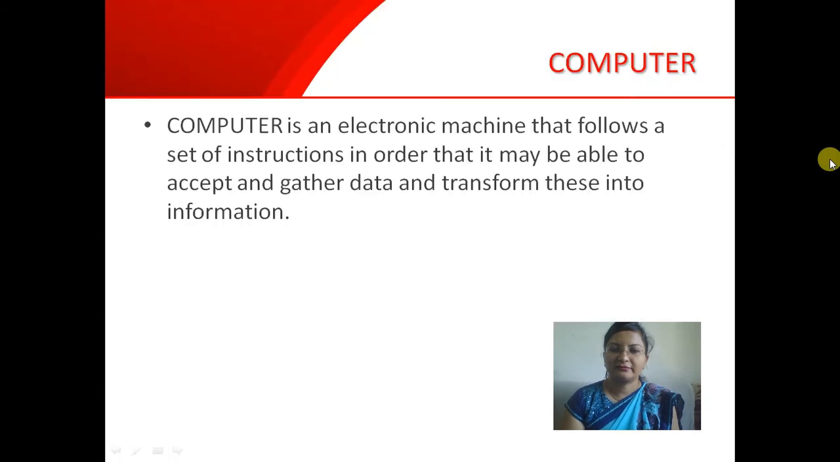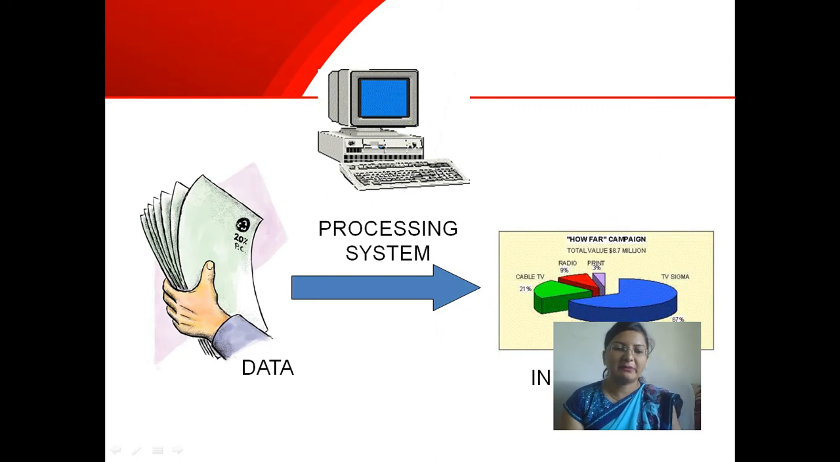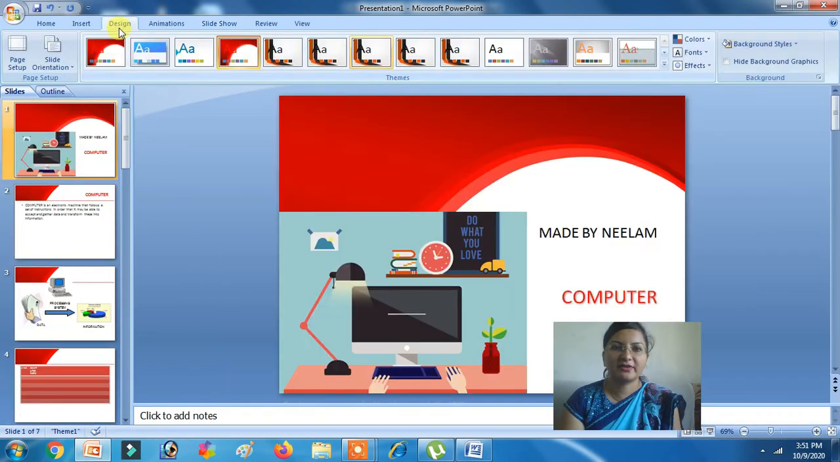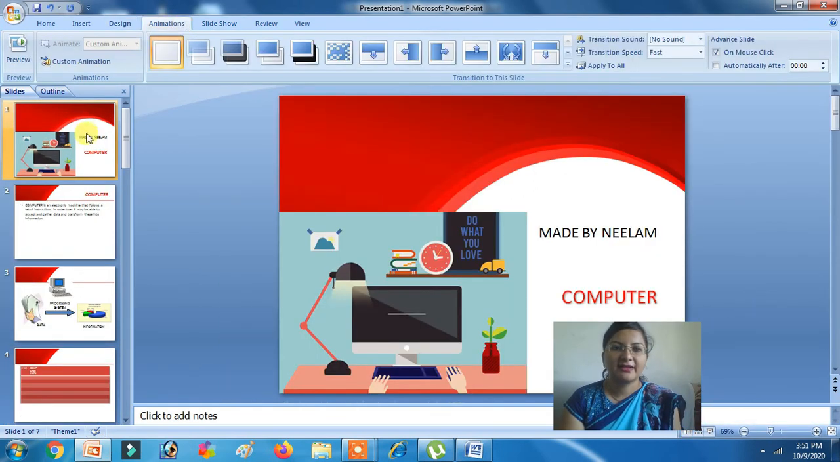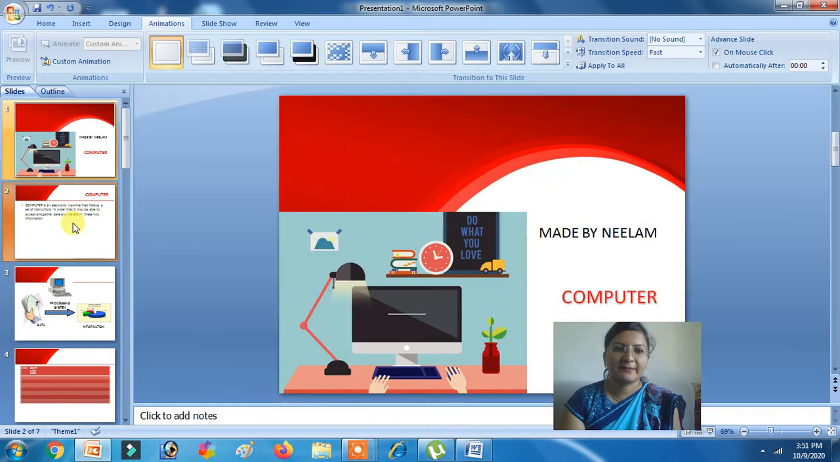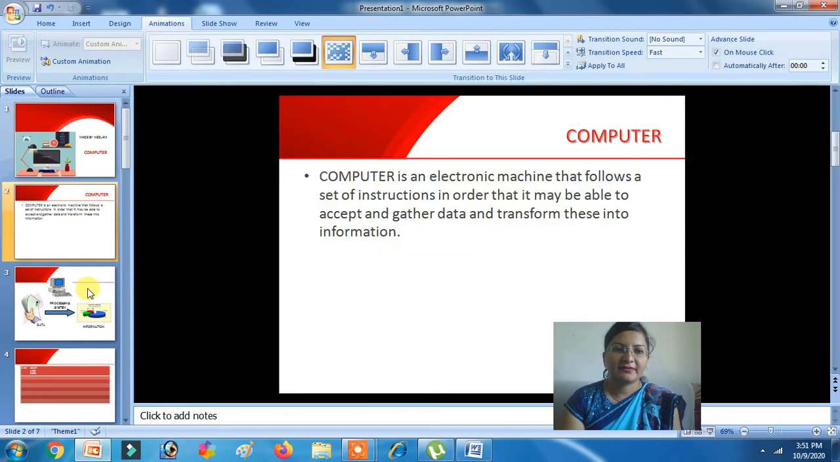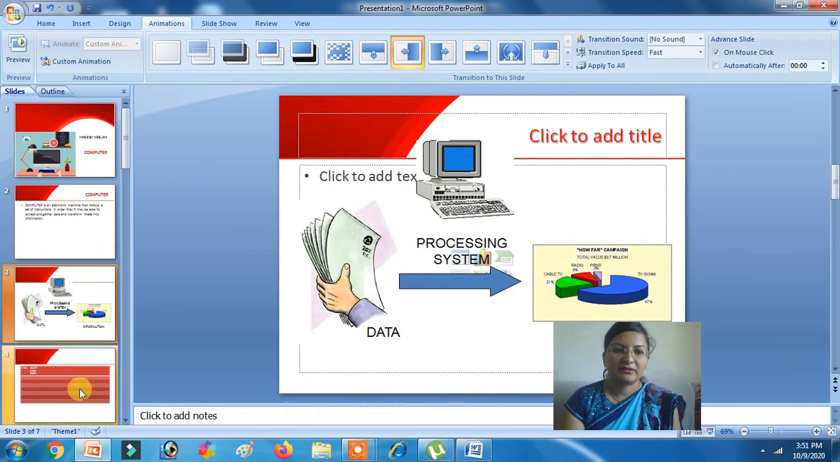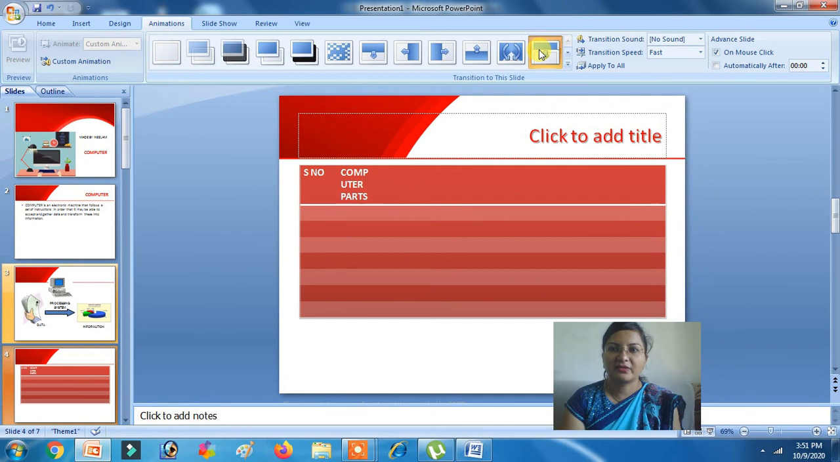Okay, so this way you can make a PPT. It's a simple PPT. Okay, this way you can give animations to all the objects in your presentation. Click on animations. Okay, here these are slide transitions. You can see transition to this slide, so you can choose any transition for this one. You can choose this, then this one, then for this you can choose this one.